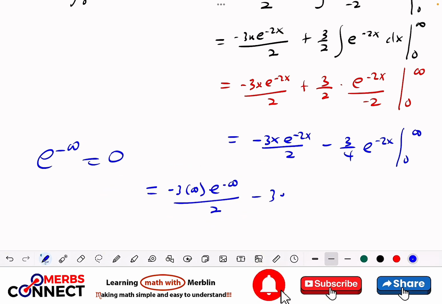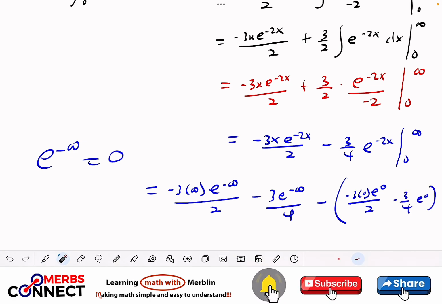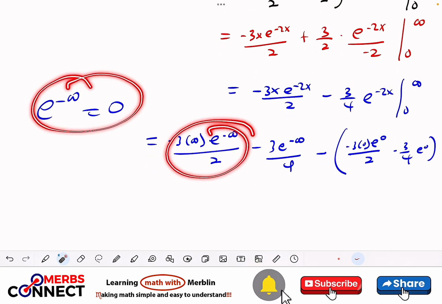Then minus 3 e to the power minus infinity divided by 4, minus, plug in 0, minus 3 times 0 e to the power 0 divided by 2 minus 3 over 4 e to the power 0. So 2 times infinity is infinity, so we get minus 2 infinity here. When I plug in 0 here, I have this. Now this is 0, so this will go to 0, and this also goes to 0.